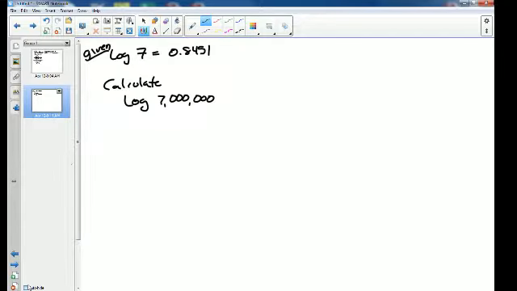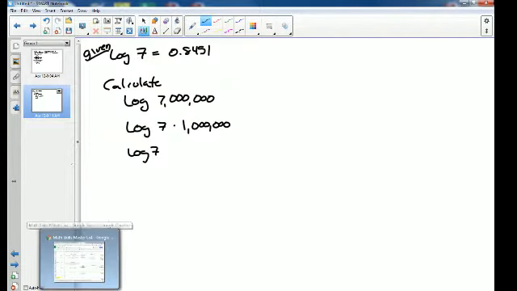You times by a million, so you move the decimal 6 spaces. No. Alright, this is log 7 times 1 million, right? Now what property can I use to split that? Because I have a base 10 log. It's going to be an exponent of 10. Log 7 I already know. How do I split these two? Log 7 plus log 1 million, yep.